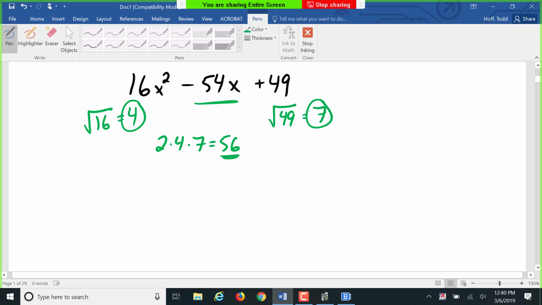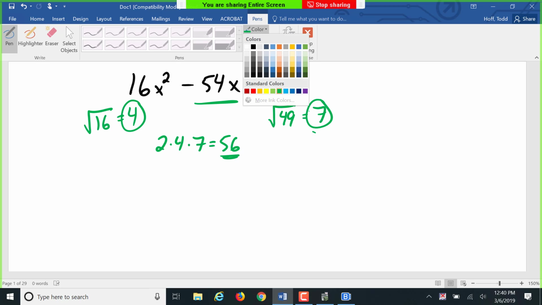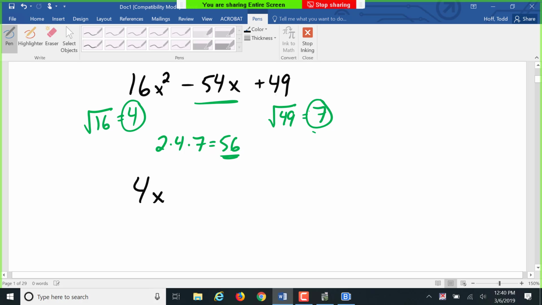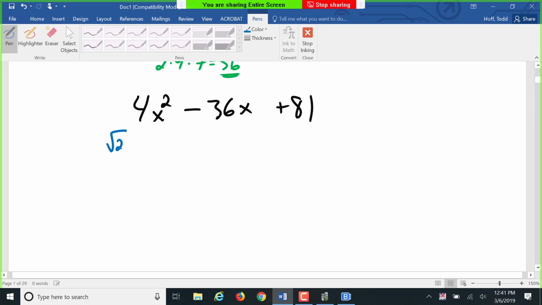Would the negative have bothered us? Let's look at one where we've got that negative. 4x squared plus 36x plus 81. So the square root of 4 is 2. What's the square root of 81? 9. 2 times 9 is 36. Positive. Does that mean it's not a perfect square?